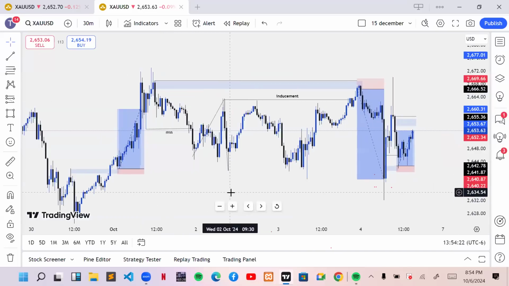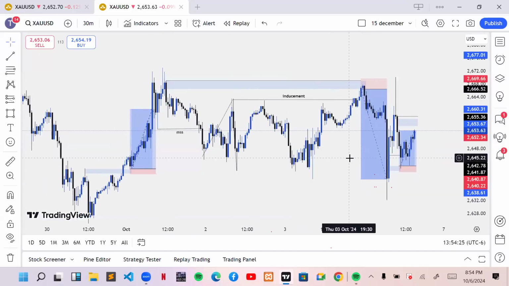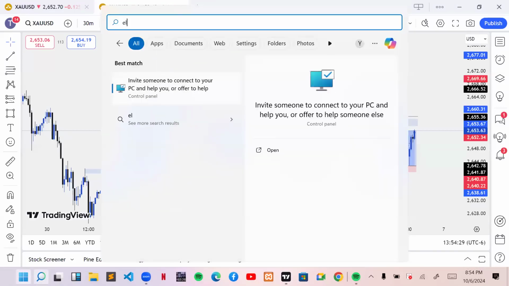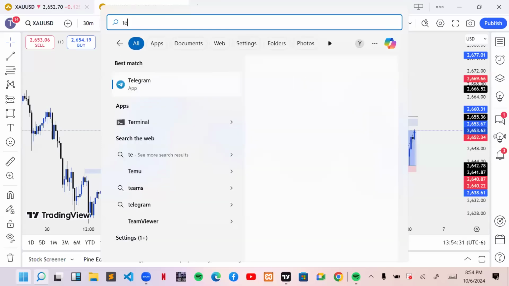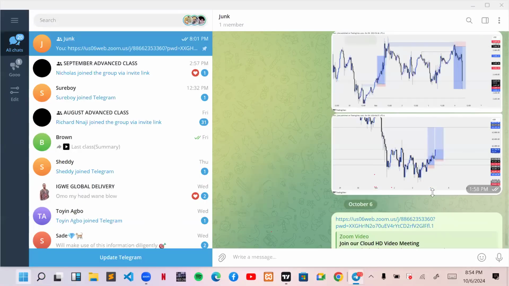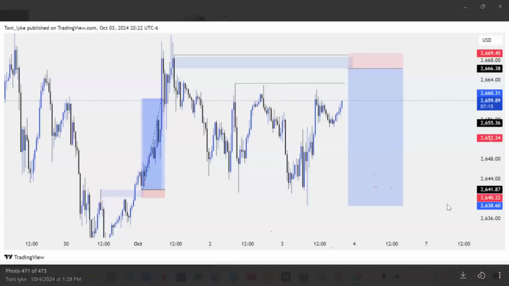And what did the market do? The market eventually tapped into this order block and continued selling. So let me see if I can find where I made this analysis. So this was the trade. Can you see? I saw my market structure shift, I saw my inducement, and I marked my order block. This was before NFP, so even people that gamble news, you don't have to. This trade was during NFP.